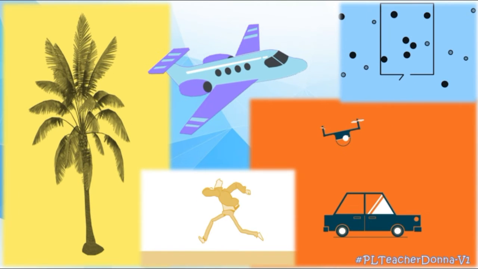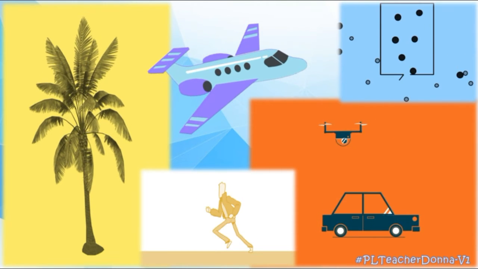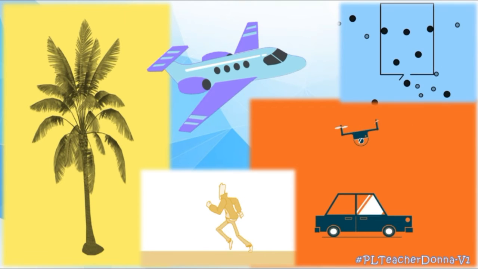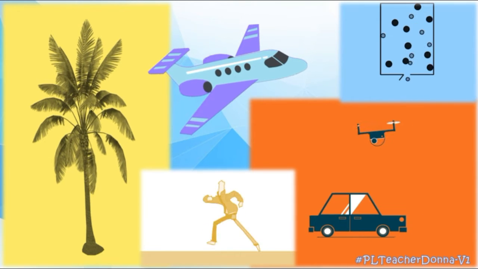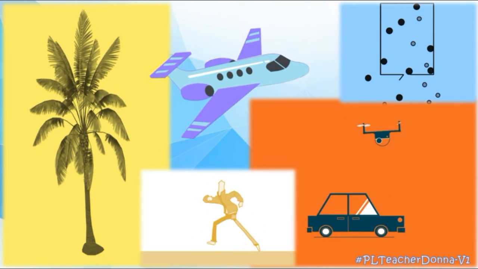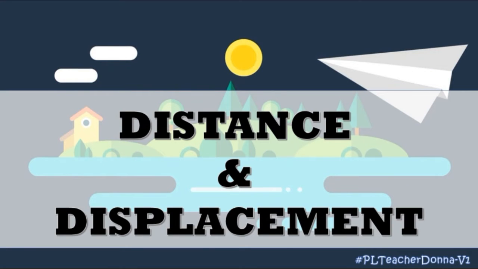Motion is very easy to recognize, but has been very hard to describe. There are several physical quantities that can describe the motion of objects. Some of them are distance and displacement.